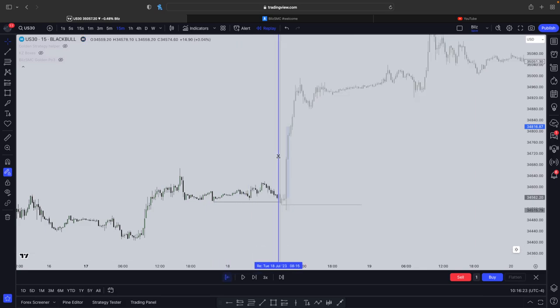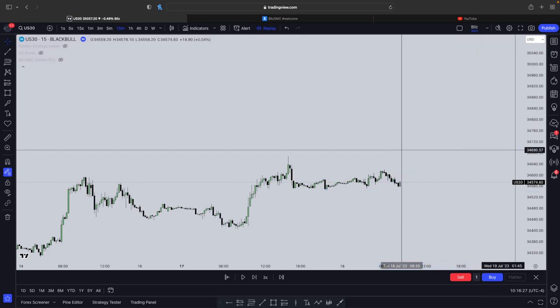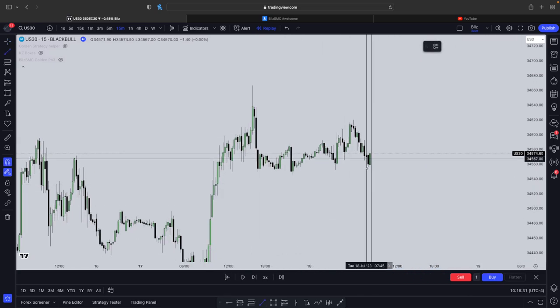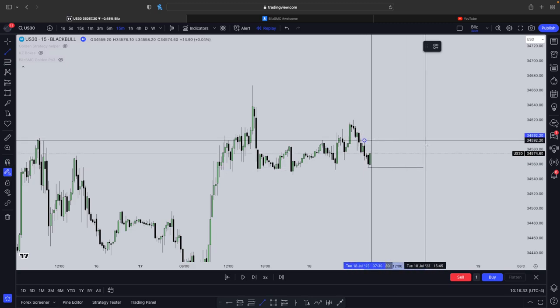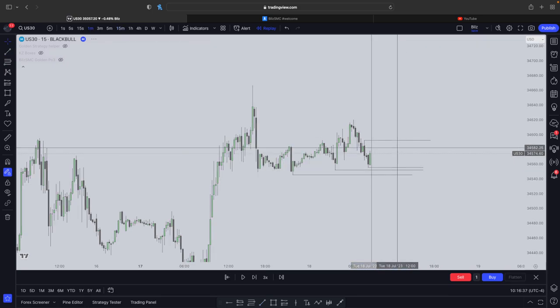So the next one which I want to show you, the final one, which again will trick you a lot, so make sure you watch this one carefully and to the end, is this one right over here. So before our trading time, as you can see, there's this liquidity point right over here. There's this liquidity point right over here. There's this right over here, there's this one. And now we're just waiting for one of these to be taken out.